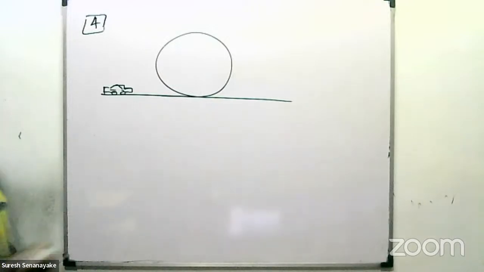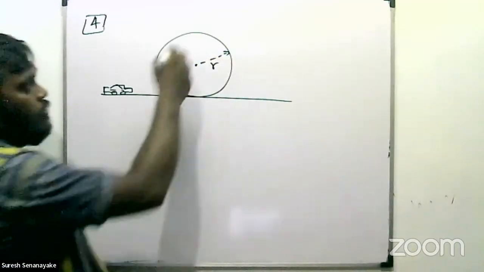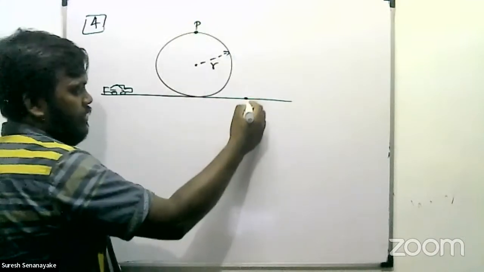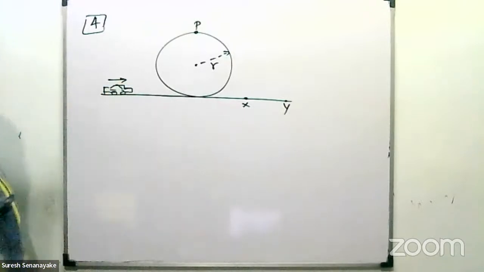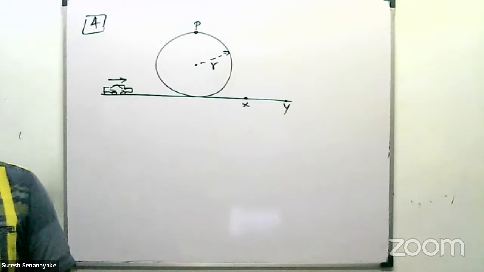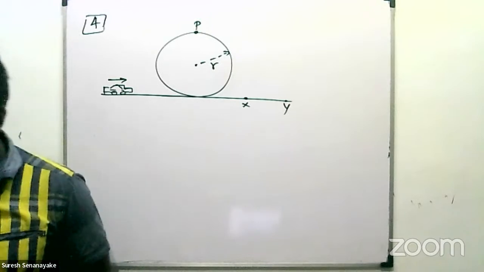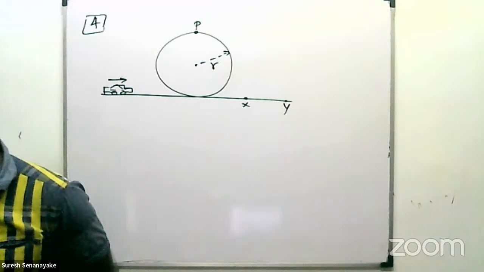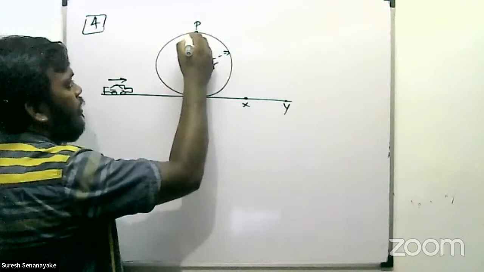The radius is given. Now let's see the points they marked: there's a P, and somewhere here there's X and Y. And smooth. The radius R of the circular loop is 6.2 meters. The total mass of the car and the driver is 870. Show that the car must have a minimum speed of 7.8 at the point P to avoid losing contact with the track. Right.